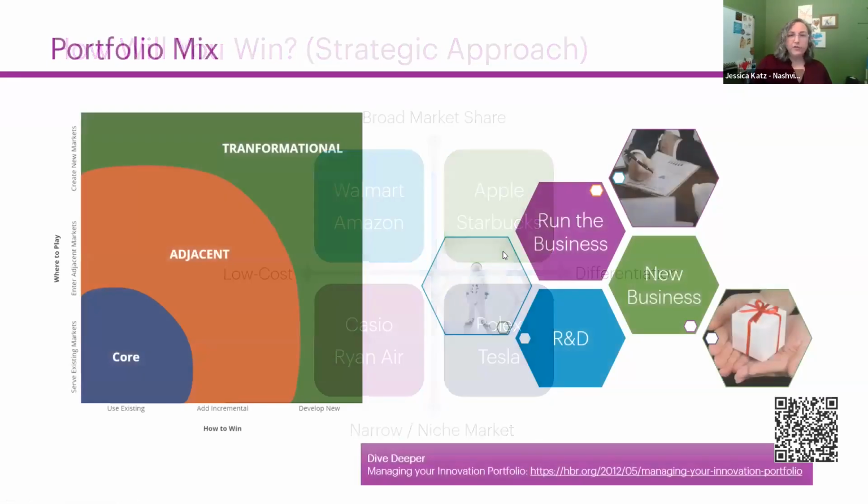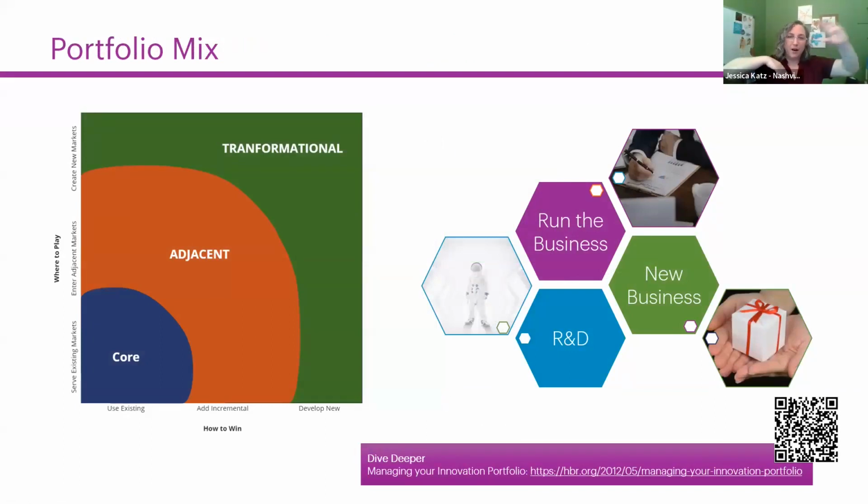Okay, so once you've got your strategic approach, this is the cost structure we're going to use, this is the market share we're looking for, you then are going to have probably more than one body of work that moves towards that strategic objective. And you have to decide how you're going to split up your portfolio for run the business, new business, and R&D. These are also called core, that would be run the business. Adjacent would be new business, and then transformational would be R&D. So these are two different ways to look at that.